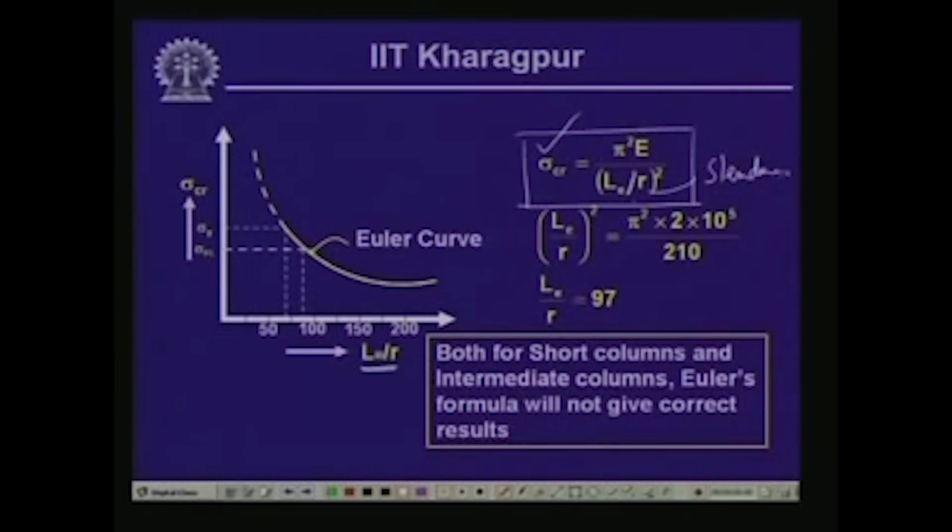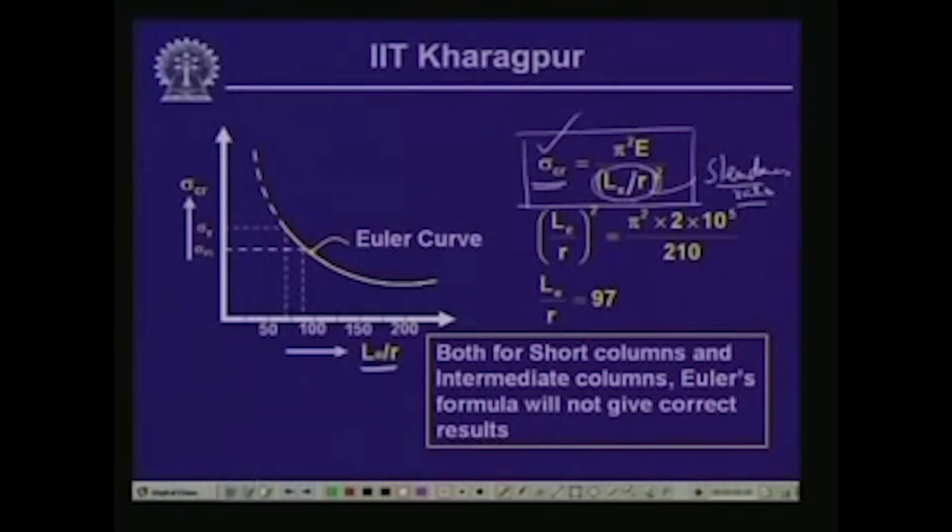Now, as I was telling you, if the value of the slenderness ratio increases, then the value of sigma_cr decreases. If the L_E by r value becomes lower and lower, that means the stress level will be higher and higher. Now, what does that imply? That means, if you have a very small L_E by r, or a very small value of the slenderness ratio, you will have a very high value of the stress. But what does that physically mean?